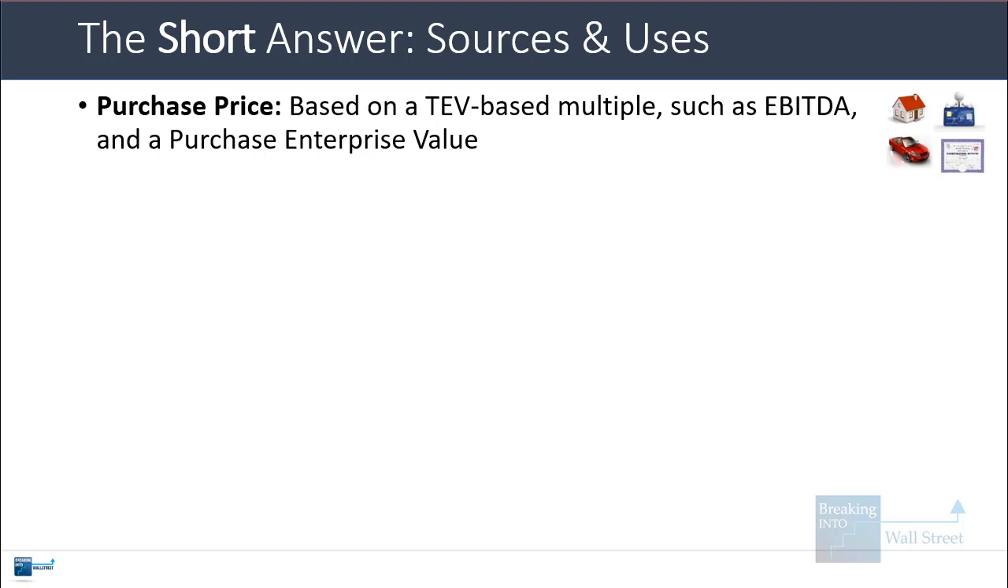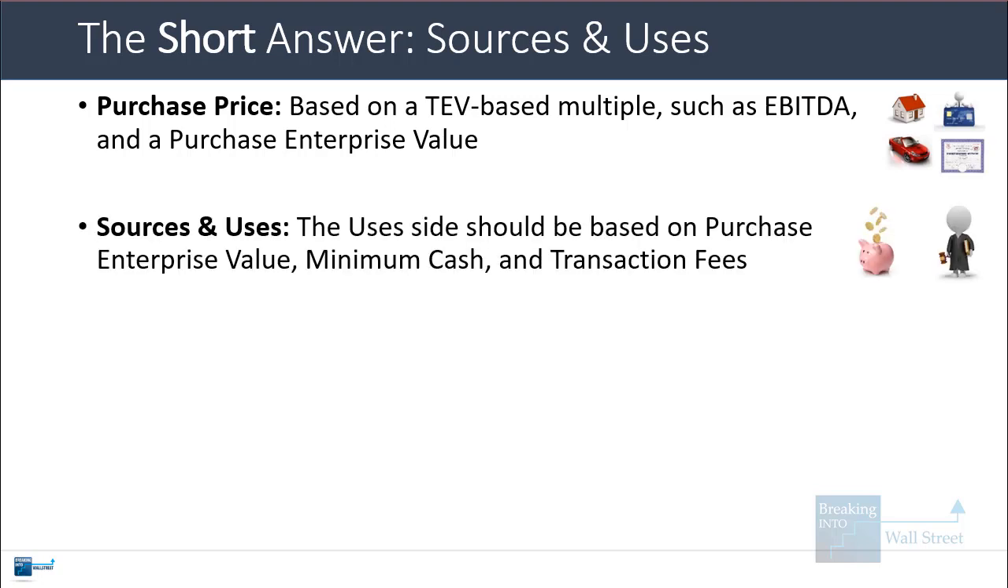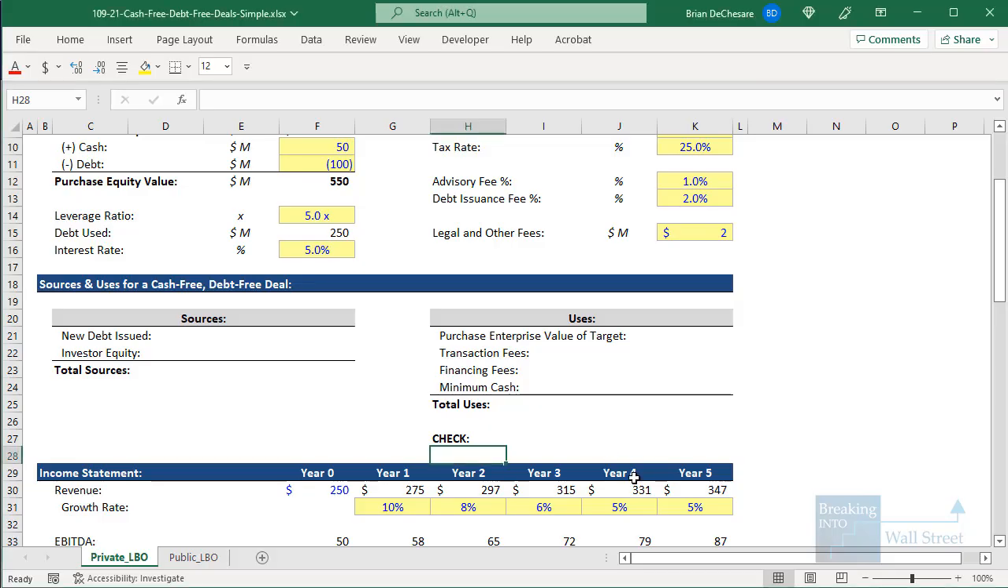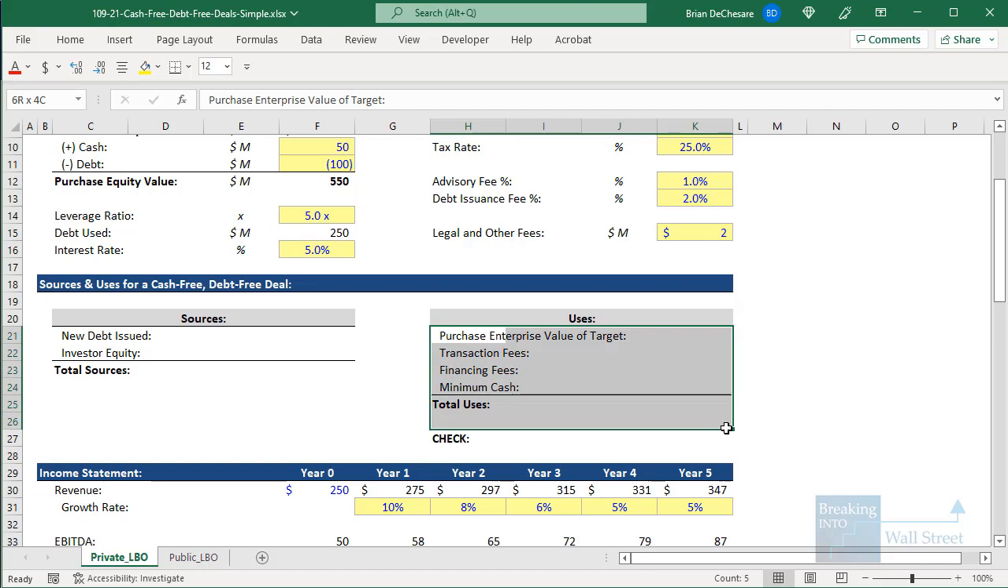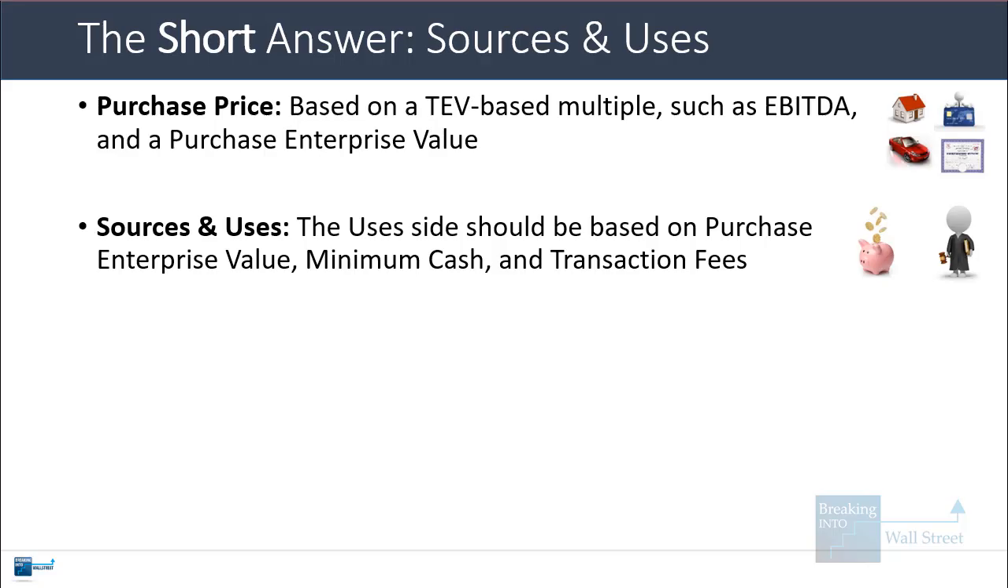Now, for the sources and uses schedule, as I said, the purchase price is based on purchase enterprise value, and typically the deal is driven based on an enterprise value based multiple like EBITDA. The sources and uses schedule has a uses side that's based on purchase enterprise value, minimum cash, and transaction fees. Once again, I'll pull it up and you can see it right here. Purchase enterprise value, fees, and minimum cash.